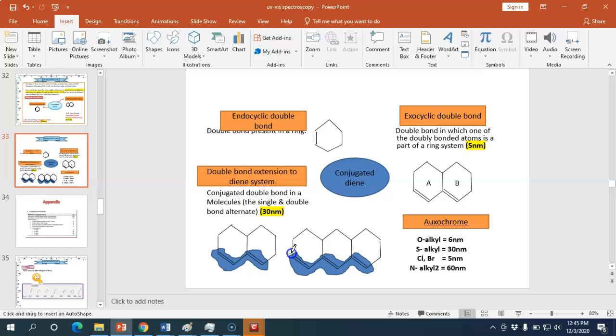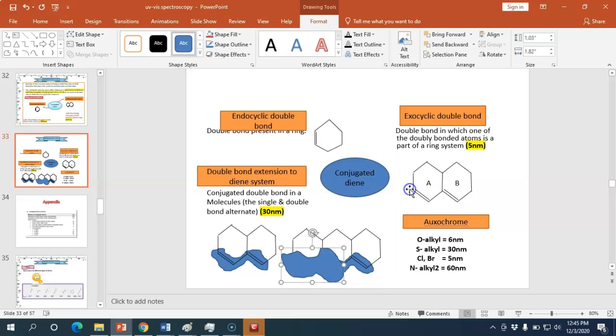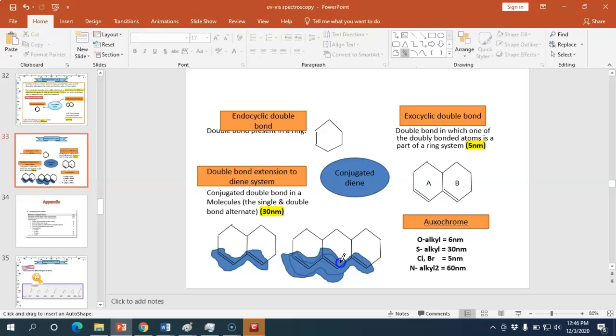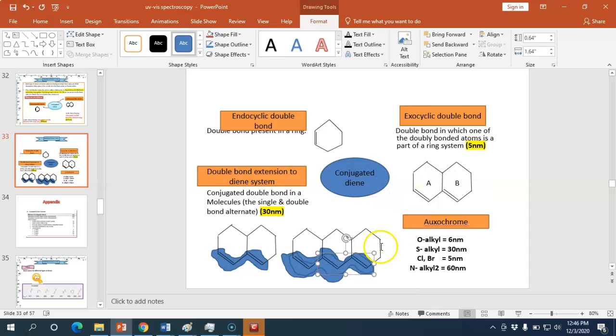First, we have this compound, right? We have double bond, single bond, and double bond. And another one is starting from here to here. Okay. Double bond, single bond, double bond. So we have two conjugated double bonds, an extension to the diene system. So 30 times with 2. We have 60 nanometer double bond extension to the diene system.